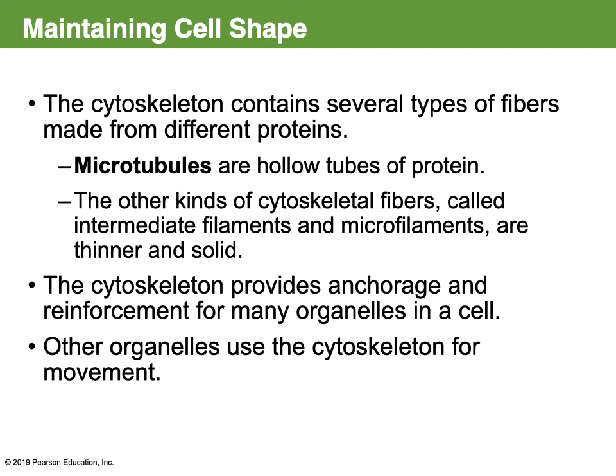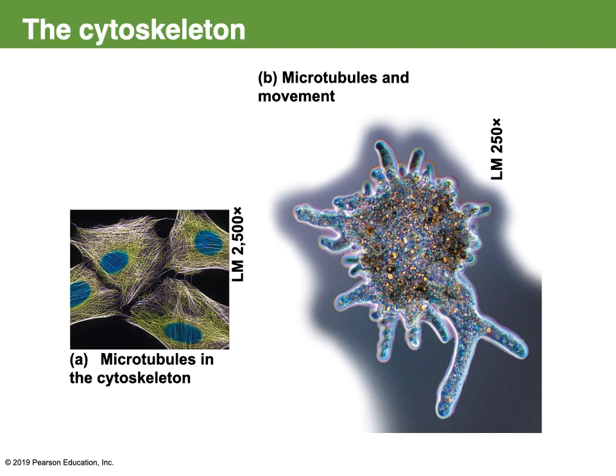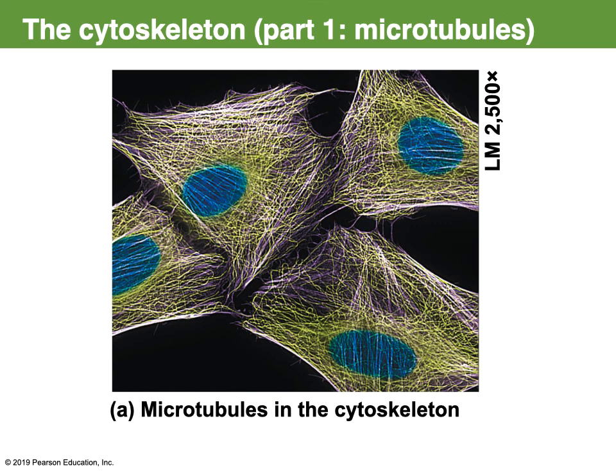And the cytoskeleton provides anchorage and reinforcement for a lot of organelles in the cell. And some organelles will use a cytoskeleton for movement. So there's all sorts of functions that these come to. And it's kind of neat. Let me click to the bigger one. You can see this special staining where you can see all those microtubules inside the cell, giving it shape and obviously providing tracks across which things can move.